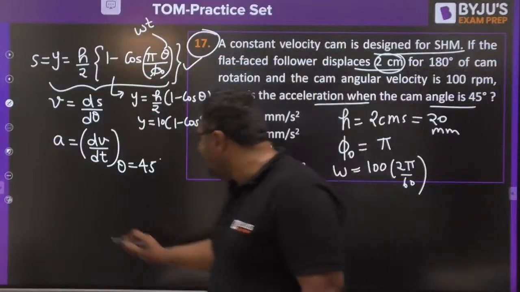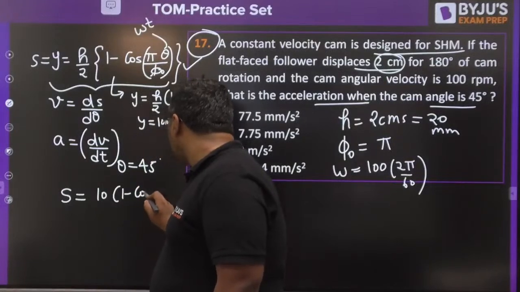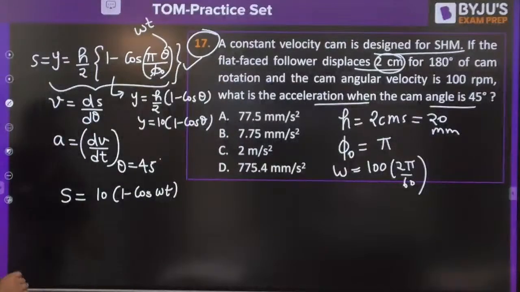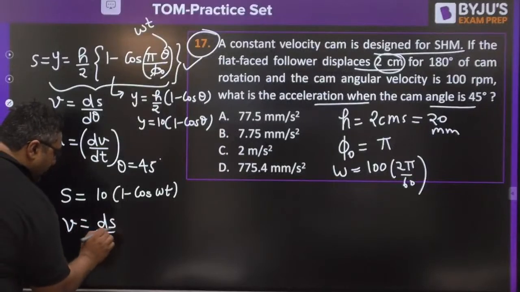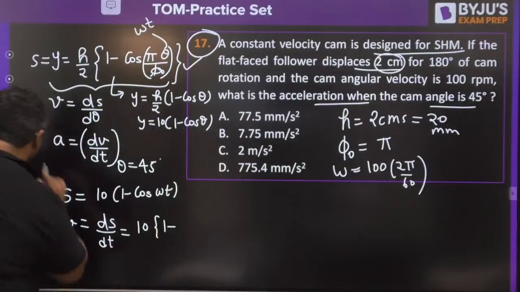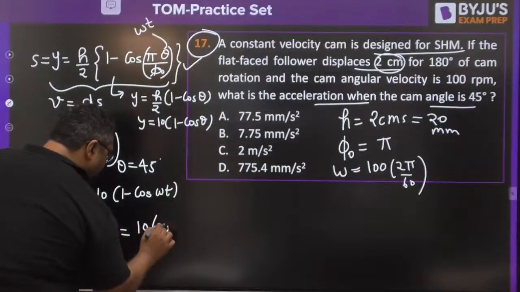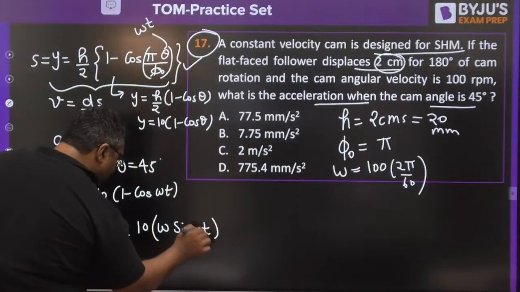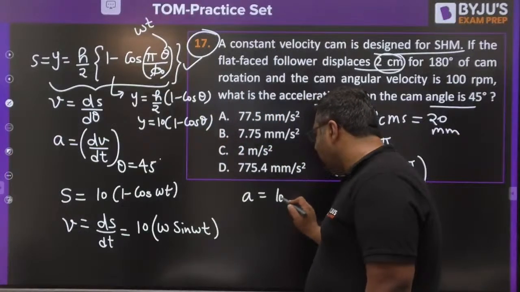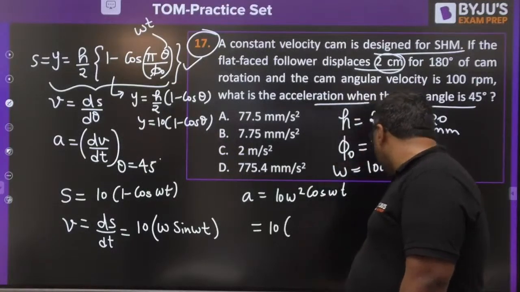So I have given you the hint, my dear. You will have displacement as 10 into 1 minus cos theta. Theta can be written as omega t. Now you can find out the velocity by going for ds by dt. It is going to be 10 into 1 minus cos omega t. The differentiation of 1 is going to be 0, and minus cos differentiates to plus sine, so it is 10 omega sine omega t. And when you go for the acceleration, you will get 10 omega square cos omega t. Now you know that omega is given to you.